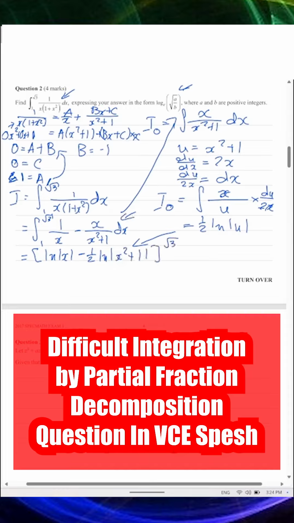And then we put in our boundaries, and then from here it's pretty simple. We can substitute in our boundaries and get our final answer.